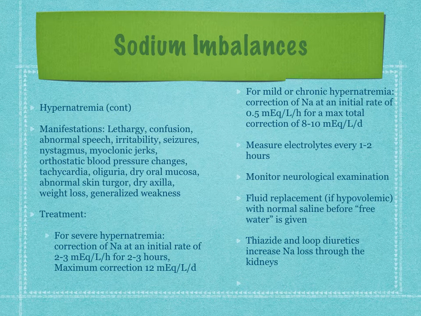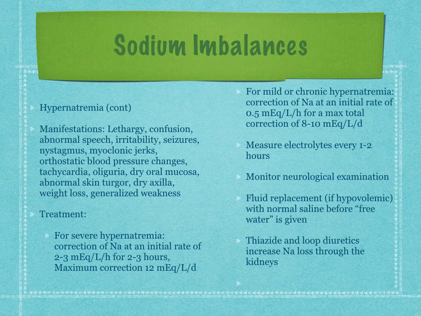The manifestations of sodium imbalance of hypernatremia are lethargy, confusion, abnormal speech, irritability, seizures, nystagmus, myoclonic jerks, orthostatic blood pressure changes, tachycardia, oliguria, dry oral mucosa, abnormal skin turgor, a dry axilla, even though it's hot, weight loss, and generalized weakness.